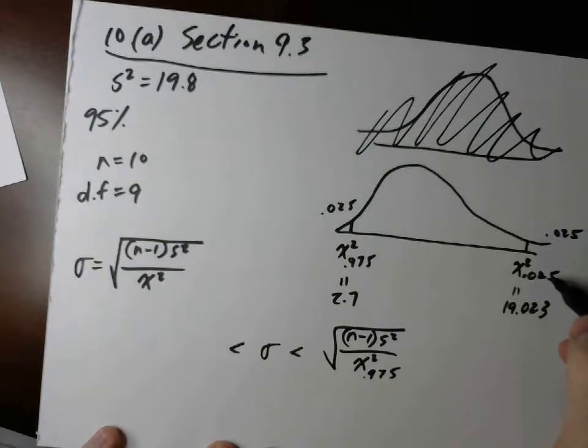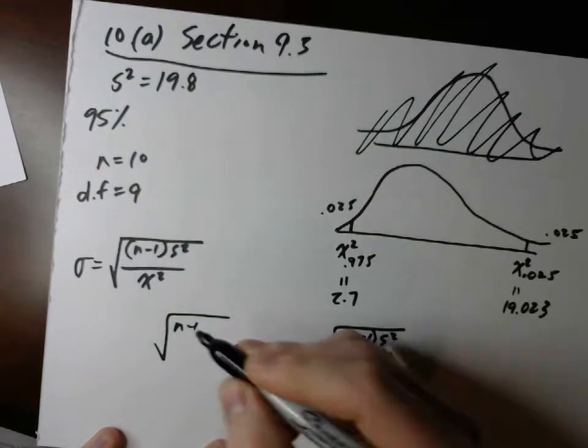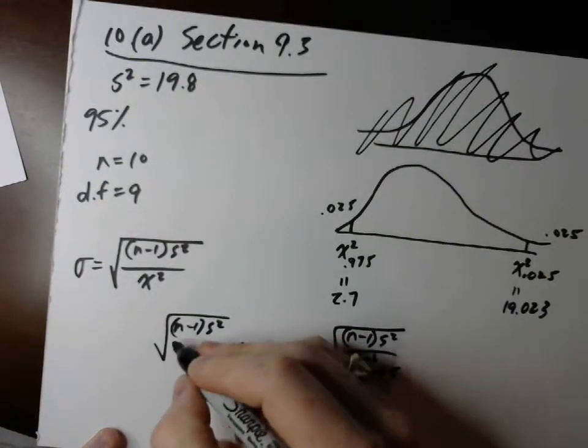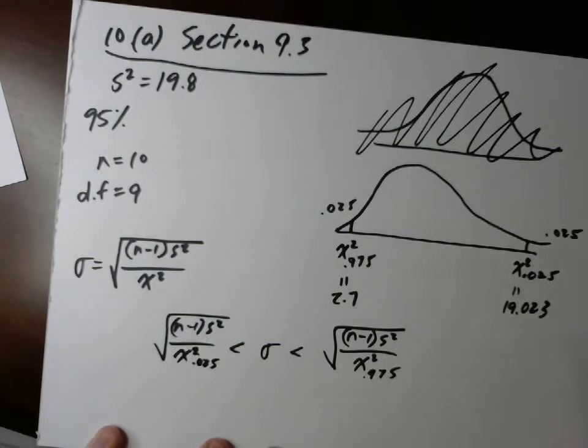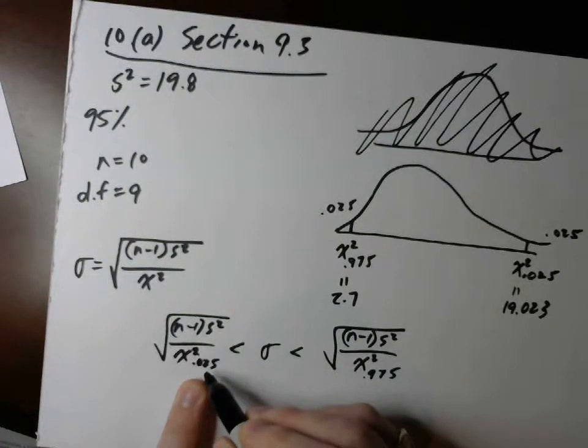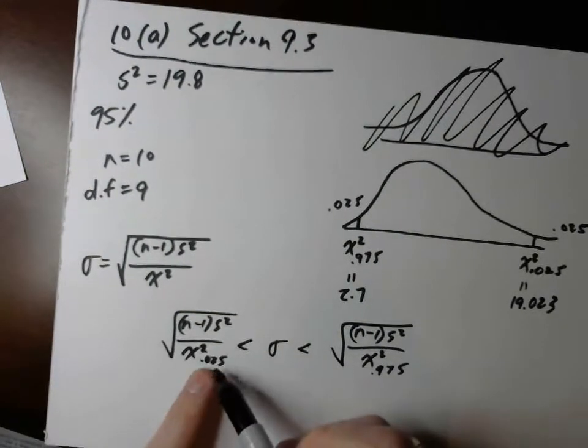And the 0.025 chi squared would go on this side. So we'd have square root of (n minus 1) s squared divided by chi squared of 0.025. So this builds our confidence interval equation, and you can remember this in general. So in general, this would be 1 minus alpha over 2. Or sorry, no, this is just alpha over 2.